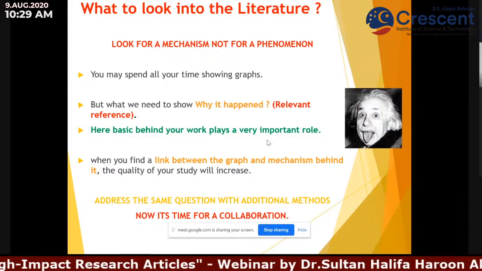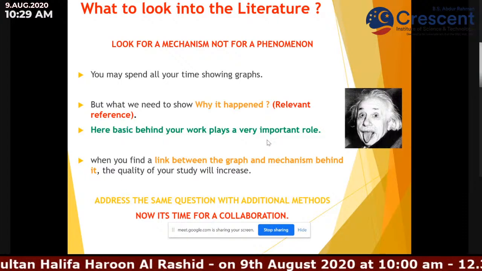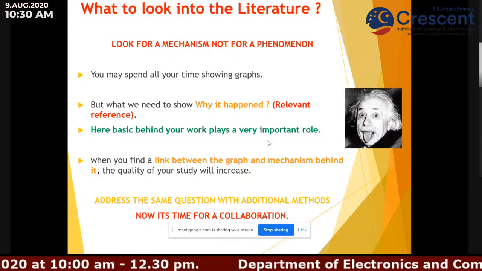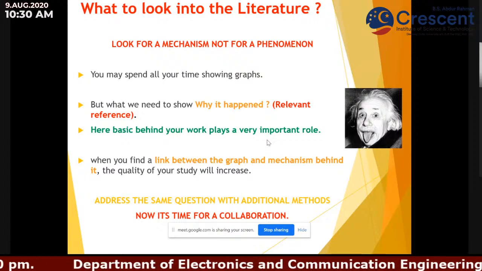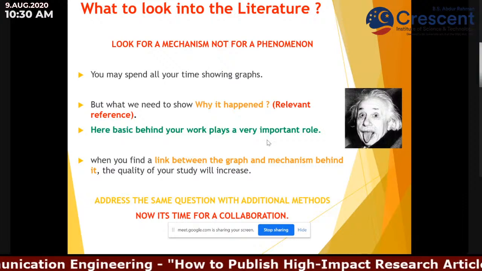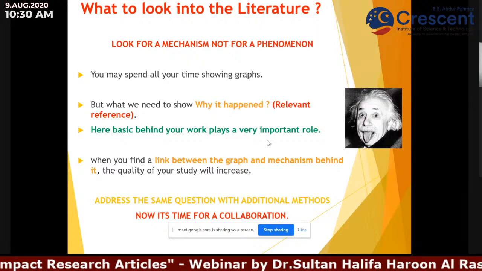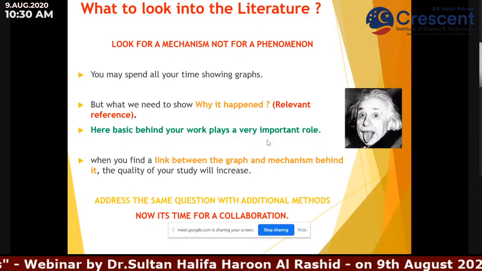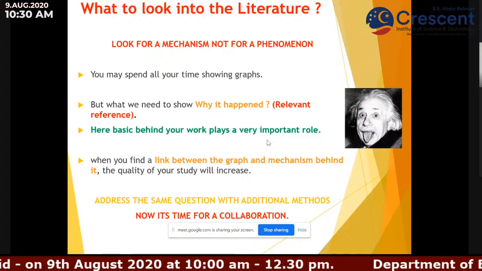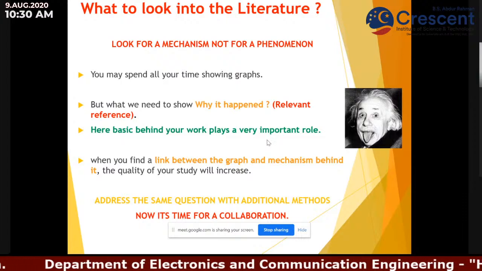Okay, now, what should we look for in a literature? I would like to share this with all of you because I know the audience that I have today is mostly from the Indian subcontinent and also from Africa and the Middle East. The first thing that you should look for in a literature is the mechanism or a phenomenon. We receive quite a lot of papers from the Indian subcontinent where people just explain graphs. They say, oh, I did this and the efficiency increased from 30% to 50%. But why? Why did it increase? This is the most important question that we need to address. You have to identify this while you read.